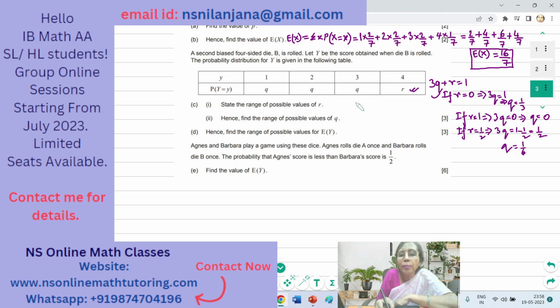So what is the range of possible values of R? R can be any value between 0 and 1.